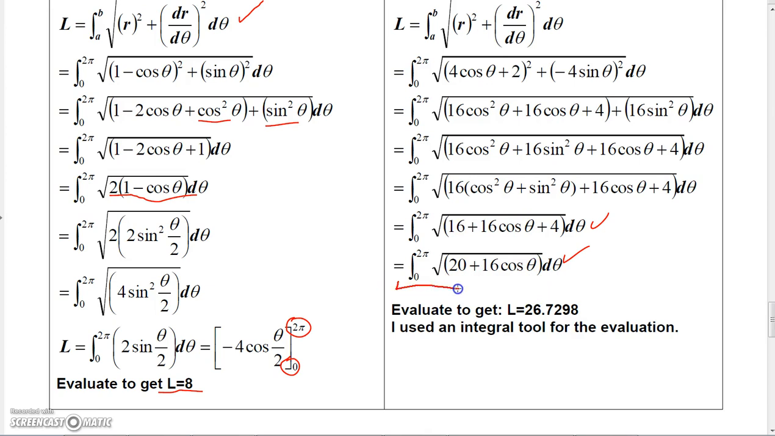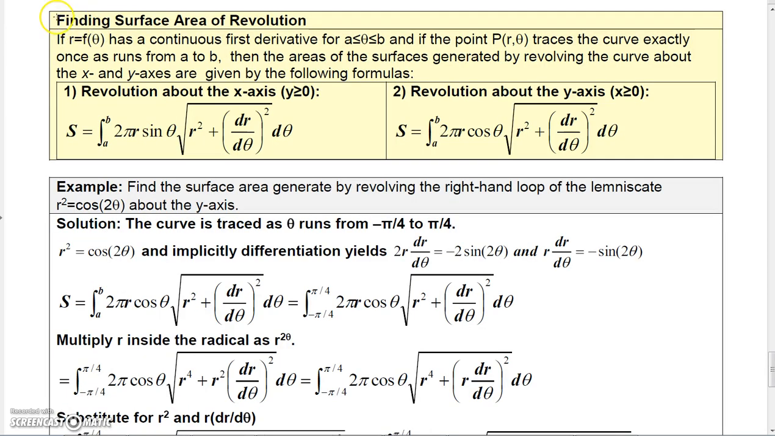And I didn't feel like taking the time to search for any formulas for this, so I just used an integral tool for the evaluation. So I cheated on this, but again, the hardest part is kind of setting it up and getting it to a point where you can evaluate it. But the integral tool I used gave me this value for the integral, 26.7298. Now we can also find the surface area of revolution of a polar curve.